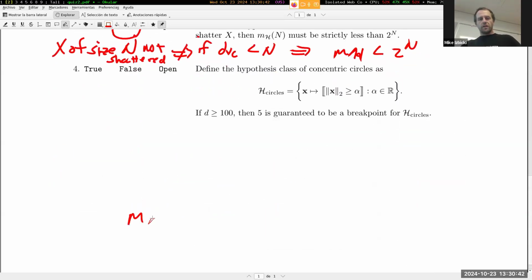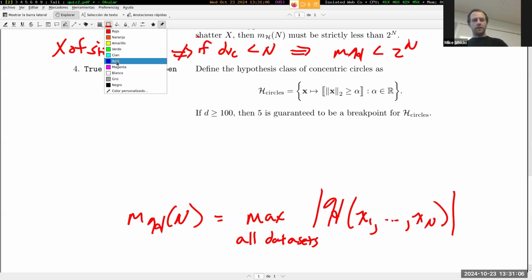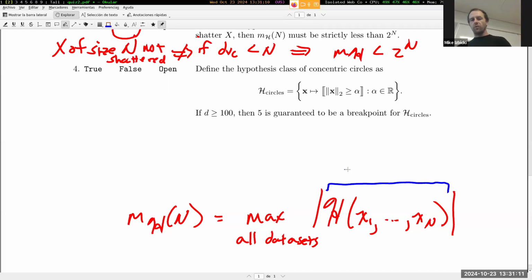So the growth function here, m_H of n, is defined to be the maximum, over all data sets of size n, of the size of their dichotomies, H of x1 through xn. And this will be equal to 2 to the n if the data set is shattered.